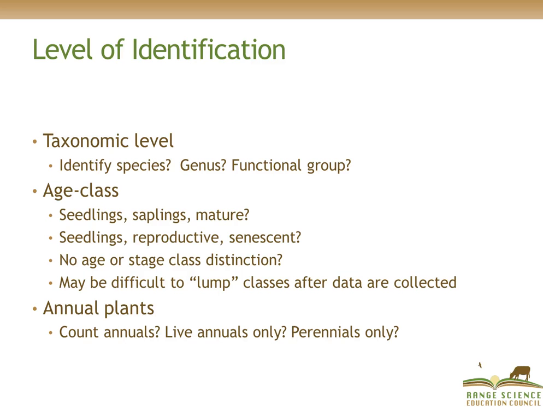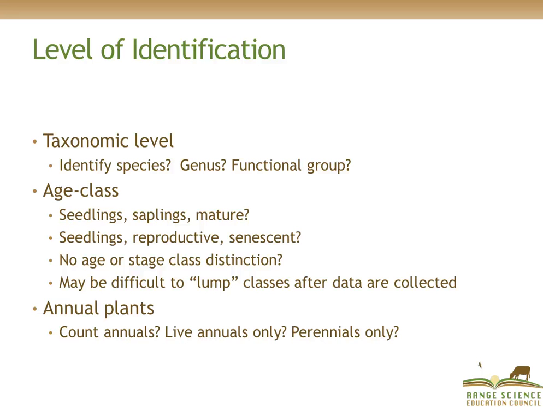Finally, with annual plants, we always need to make a determination of whether we're going to count annuals, or if we do count annuals, do we identify them to species, or do we just count them, do we lump them together as annuals? A lot of times annuals are fairly ephemeral and they only live a short period of time. If we want to note their presence, do they have to be alive when we see them? Or if we're capable of determining the identity of the plant, even though the plant has died, do we count it?